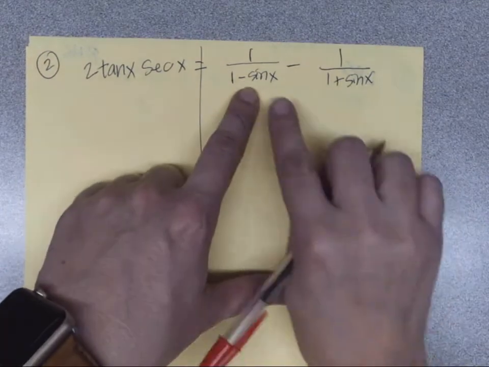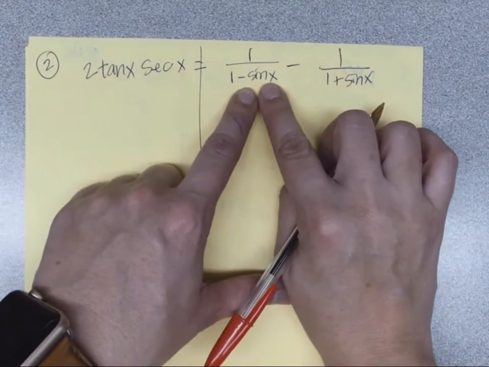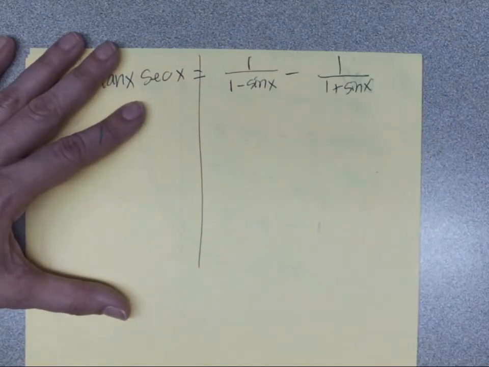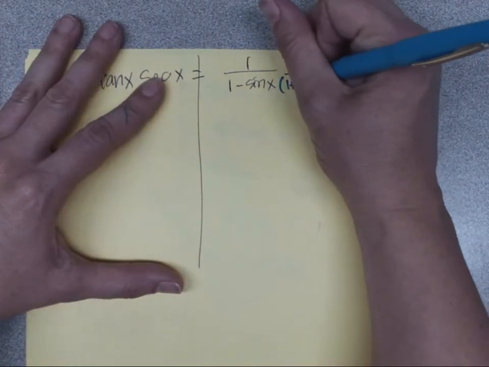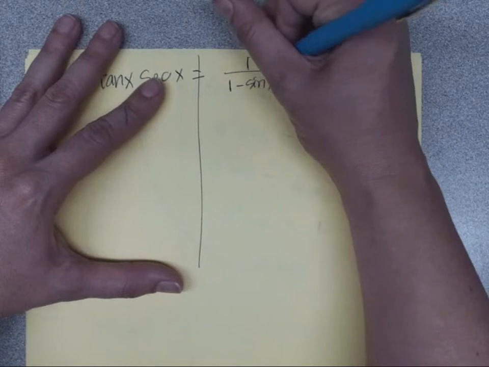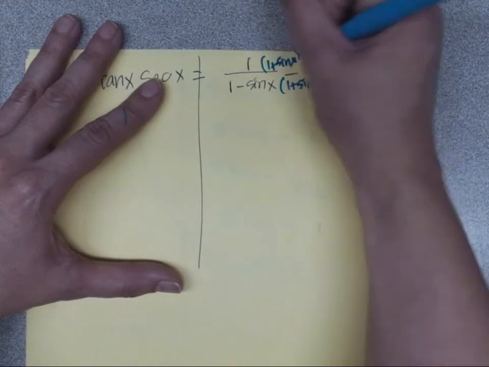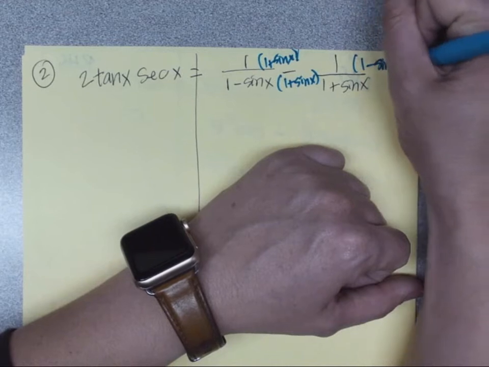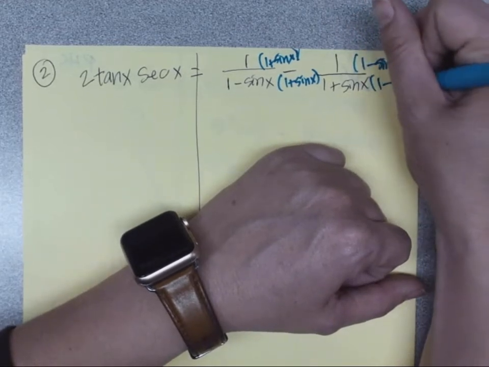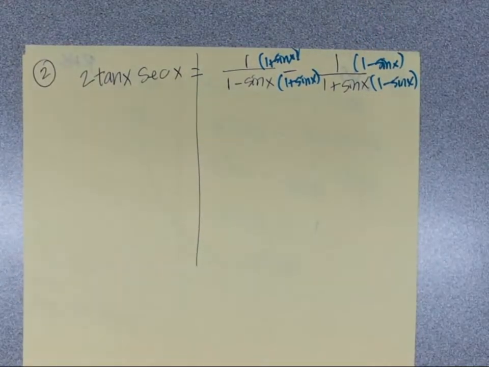So this one has the 1 minus sine x. It needs a 1 plus sine x. So I'm going to multiply the top and bottom times 1 plus sine x on the first one. On the second one, I'm going to multiply by 1 minus sine x and 1 minus sine x. It's kind of messy, sorry.